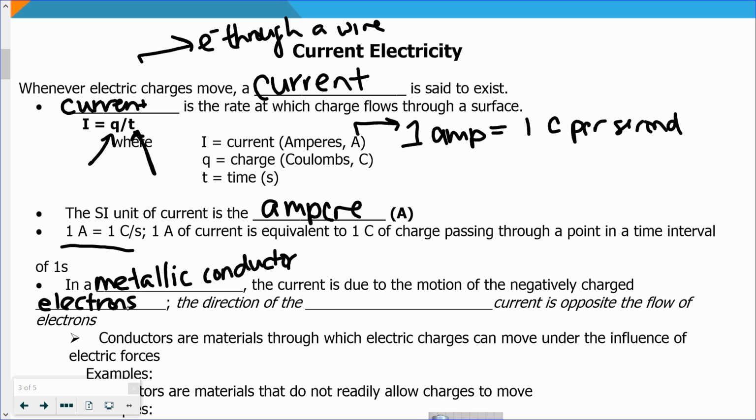The direction of what we would call the conventional current is opposite the flow of the electrons. And so again, I'll keep referring back to these crash course videos because they just really represent what would be opposing, or what that would actually represent. So that's what we call the conventional current. So it's opposite the flow of the electrons. So if you're thinking about the positive, what that would actually represent.